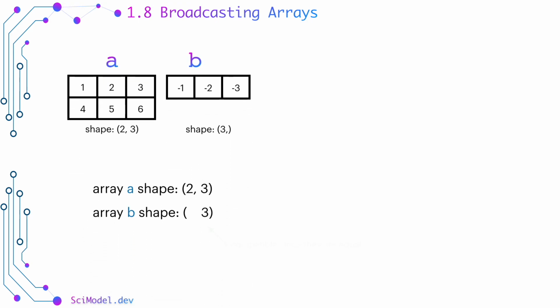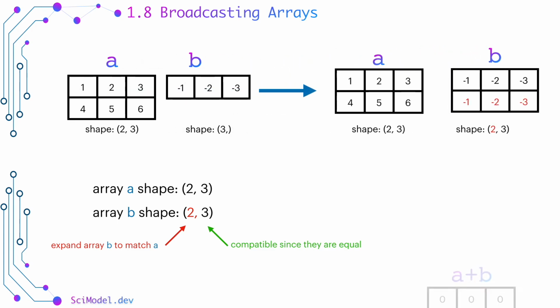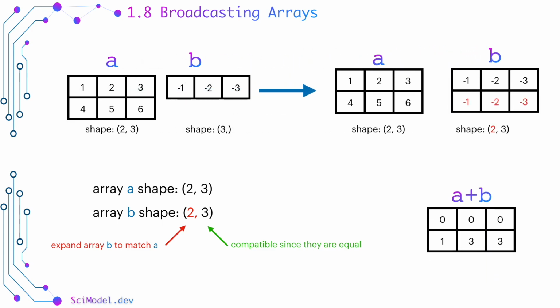In this example, array A has shape 2 by 3 while array B has shape 3 only. Both arrays A and B are compatible in the last dimension since they are equal, while the first axis of B must be expanded to match that of array A, therefore, array B has new shape of 2 by 3. Then element-wise math operations can be done.